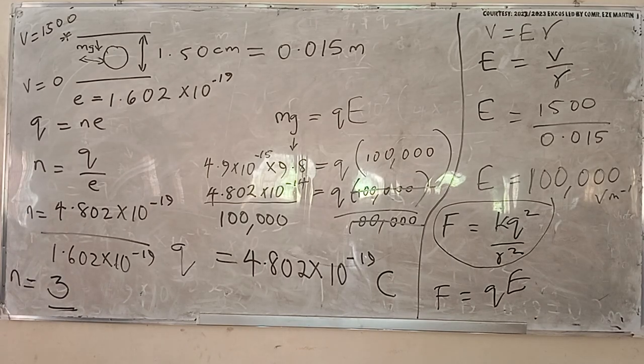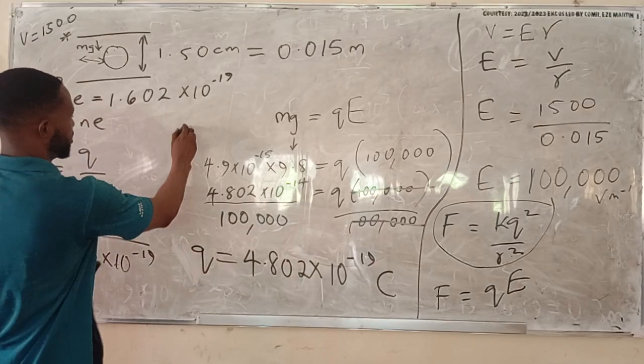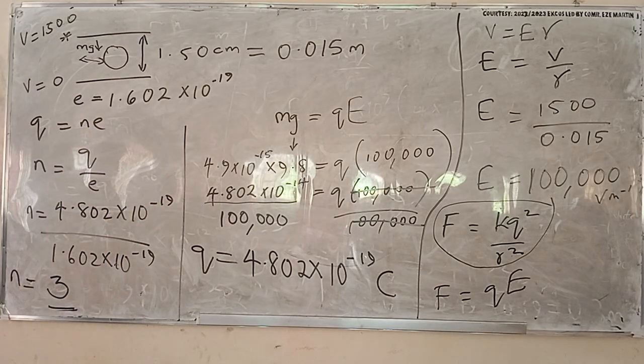So that's why I'm going to be leaving this as it is. So that's the number of electrons. It's not confusing. So let's progress to this next part.